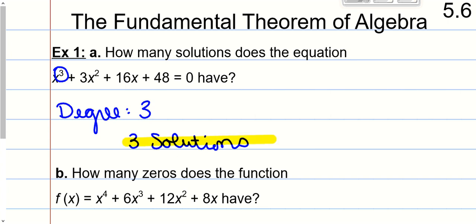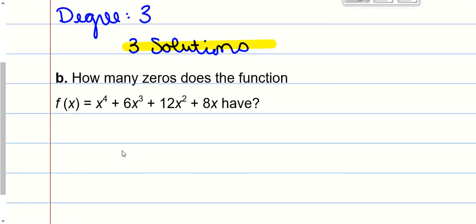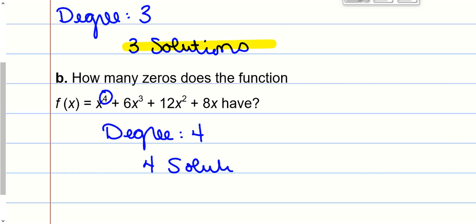All right, so let's look at the next one. How many solutions does this function have? And it's f of x, but that's okay. We can still deal with that. We would just make that 0 if we were trying to solve, but we're not. It's already in standard form. x to the 4th plus 6x cubed plus 12x squared plus 8x. Again, look at your largest power to find the degree. That degree is 4, so there are 4 solutions. And that's all there is to those.